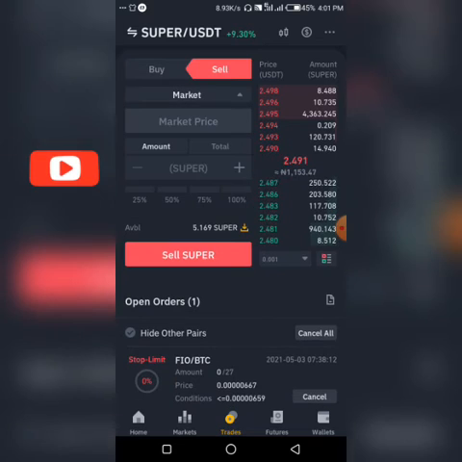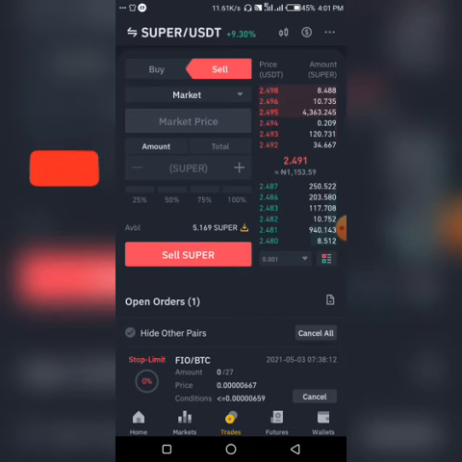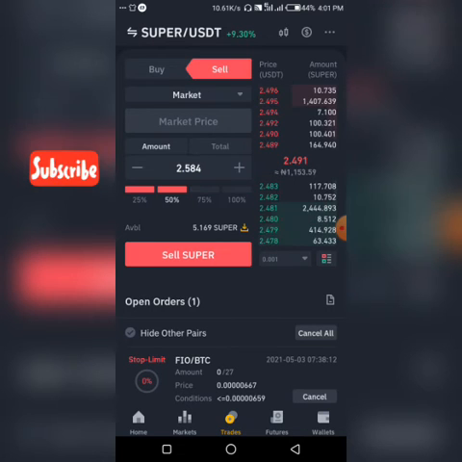Then market means whatever the market is at the moment, it should sell for you. You don't even want to know if it is low or high. You just maybe want to use the money for something else. You just have to click on market and sell, and click 100% or 50%. You can start to sell half the amount of your token and sell.